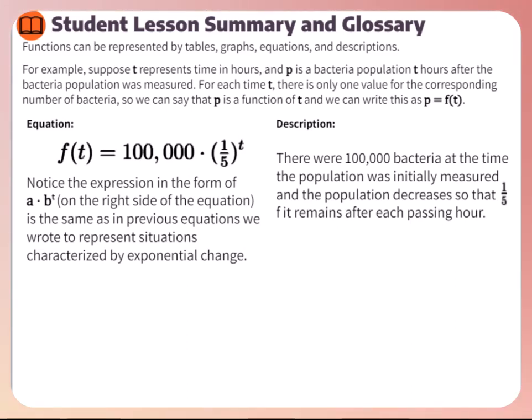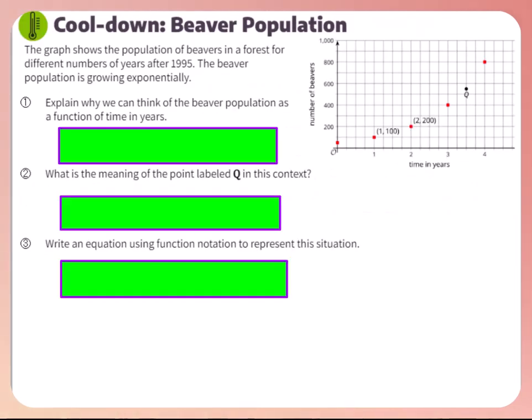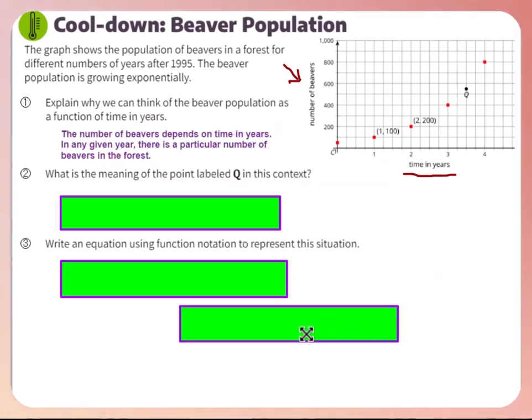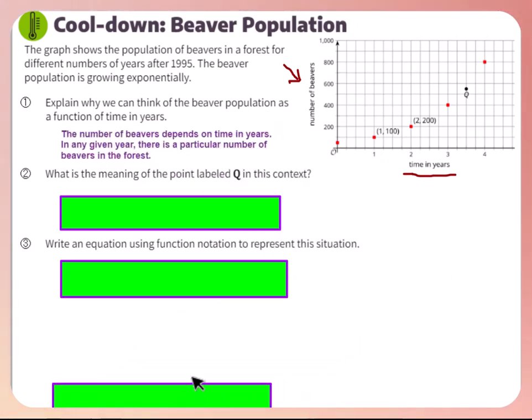All right, do the cool down. Beaver population, 6.11. We have a graph showing the population of beavers in a forest. So the output is going to be the number of beavers and the input is going to be time in years. Explain in your own words why we can think of the beaver population as a function of time in years. Because the number of beavers depends on the time in years.